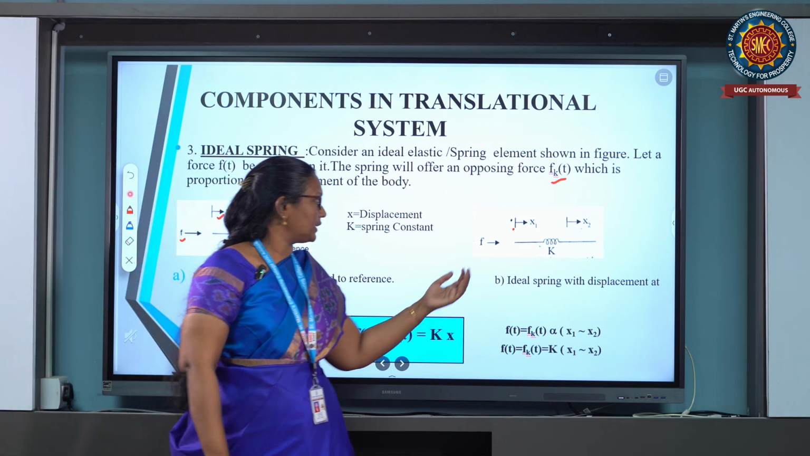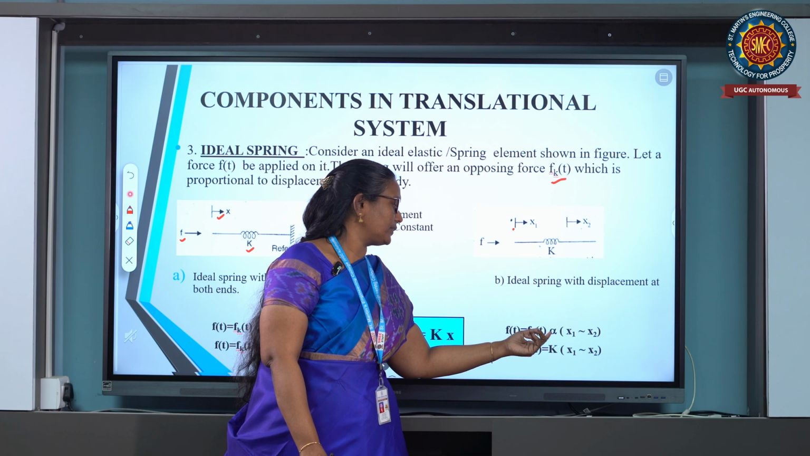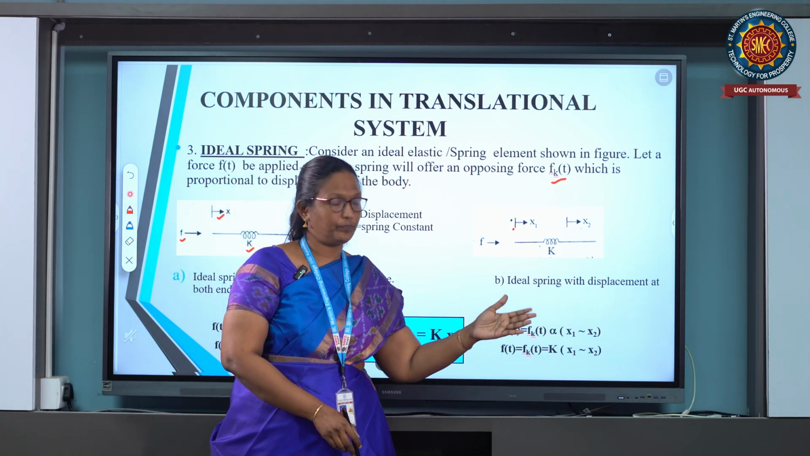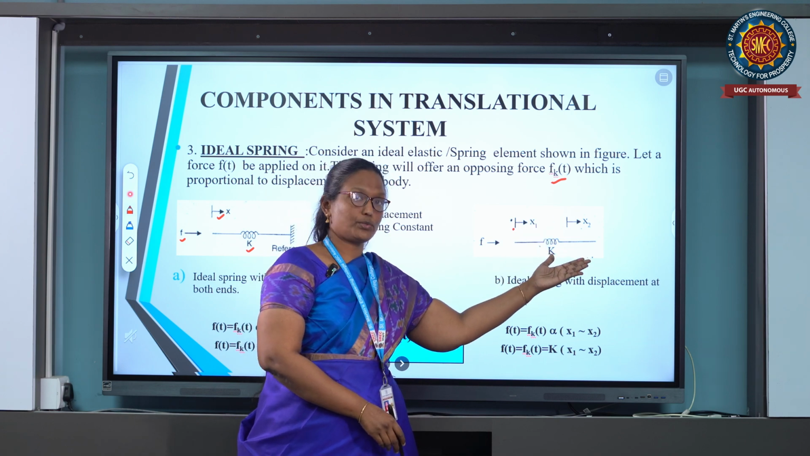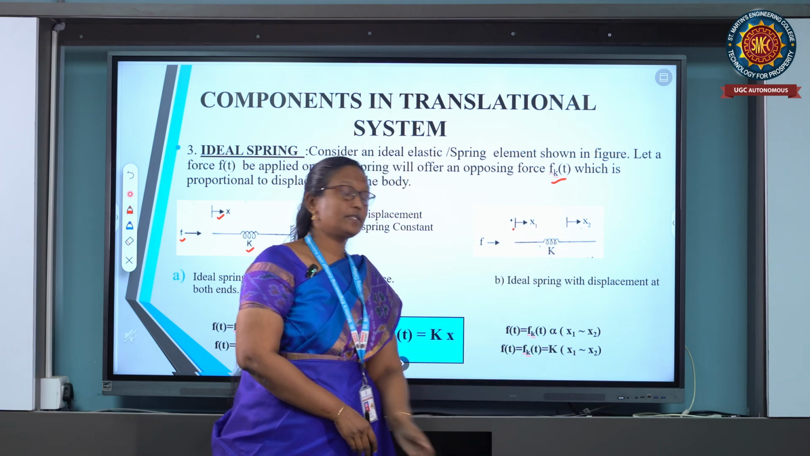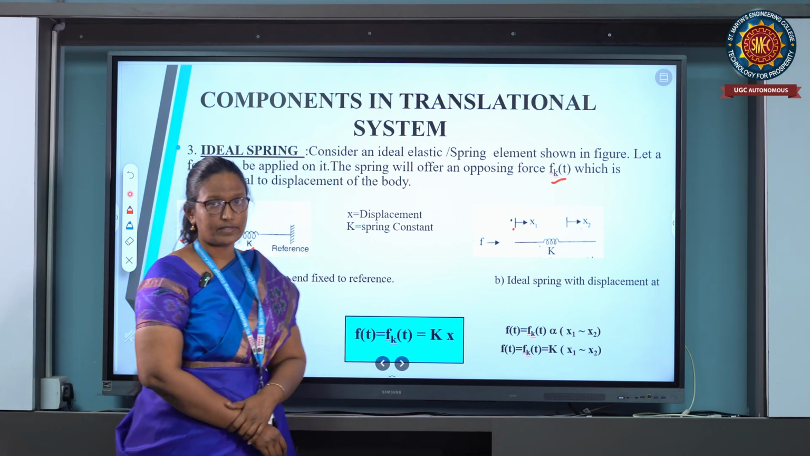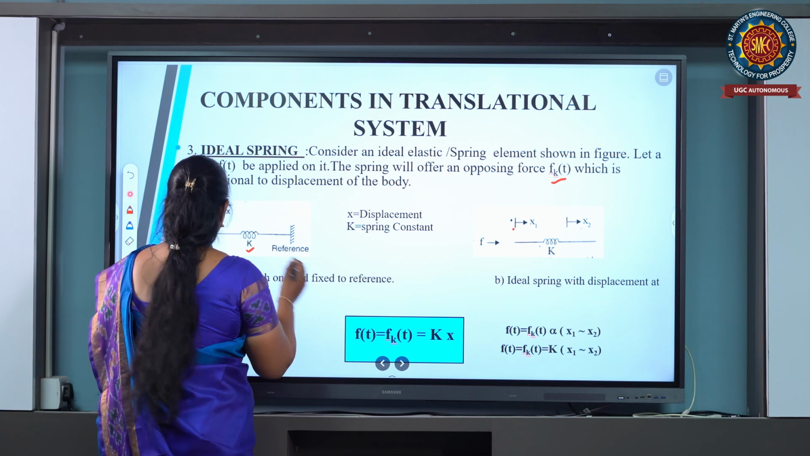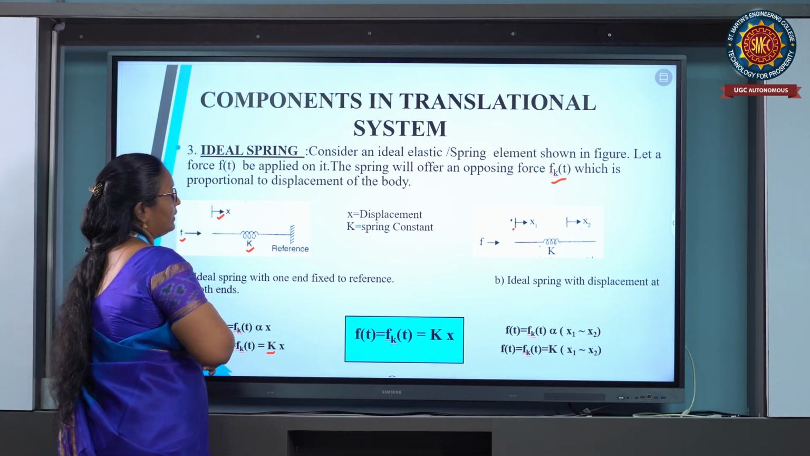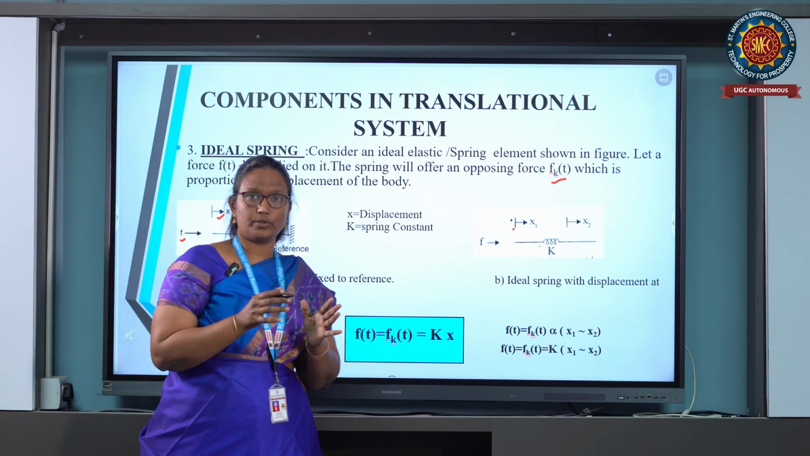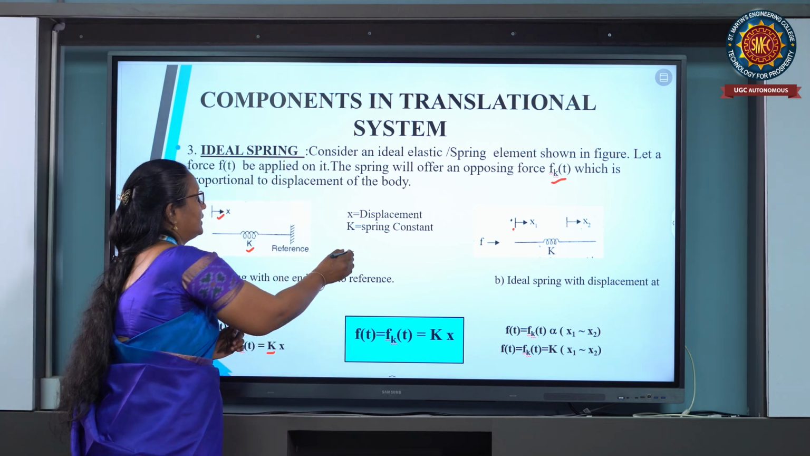So if you go with the x1, then your f of k will be proportional to x1 minus x2. If you are going with the reference x2, then it will become x2 minus x1. So to remove the proportionality, we are replacing it with the constant k. Now these are the basic components in the translation system. Keeping all these three components together forms our mechanical system.